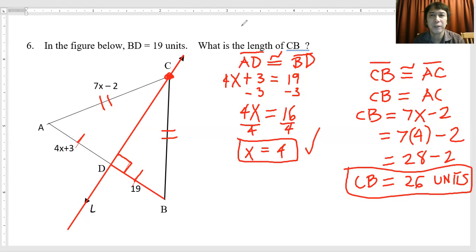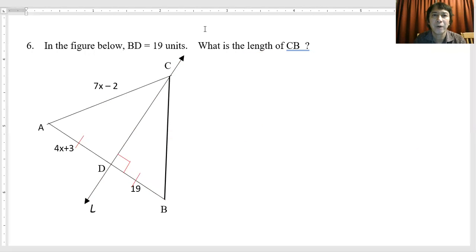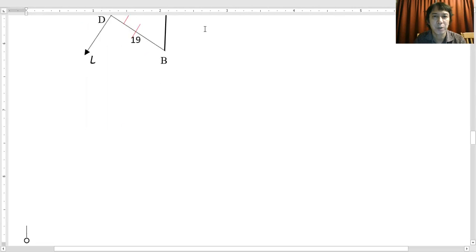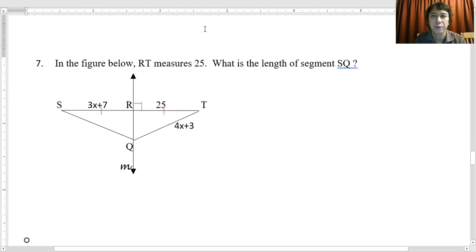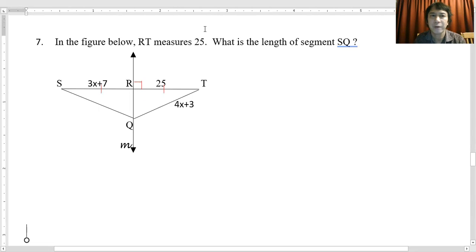We shall continue with number 7. Let's clear the screen and continue scrolling to the next number. All right, number 7 now. Here is number 7, in another part of the document.